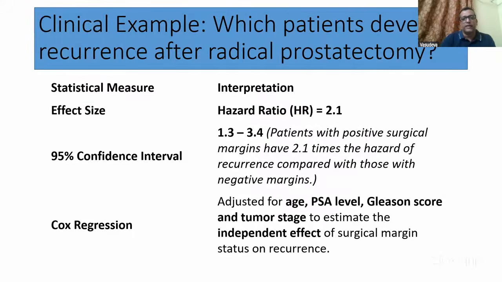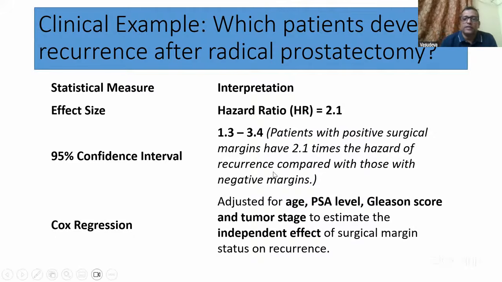Now, if I'm looking at recurrence or survival, time to event, we use survival analysis where, instead of the odds ratio, I use something called the hazard ratio. Interpretation is the same. So I have one example. Patients with positive surgical margins have 2.1 times the hazard of recurrence as compared to those with a negative margin. So I have two groups. The exposure is positive surgical margins, and the comparison is negative margins. So I'm comparing the hazard of recurrence. And here also I have given the 95% CI. I mean to say the population hazard ratio ranges from 1.3 to 3.4.